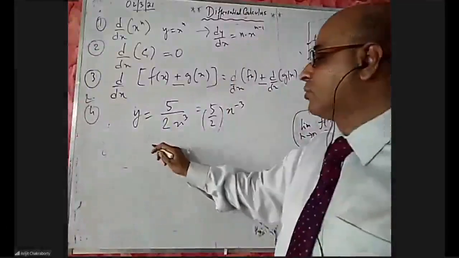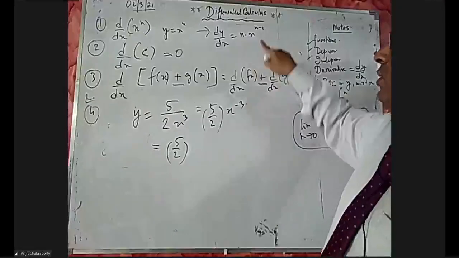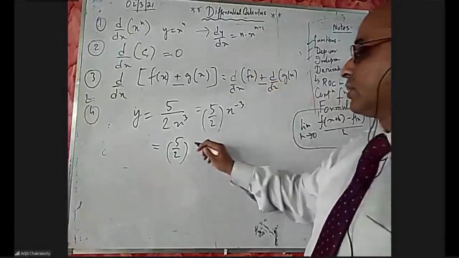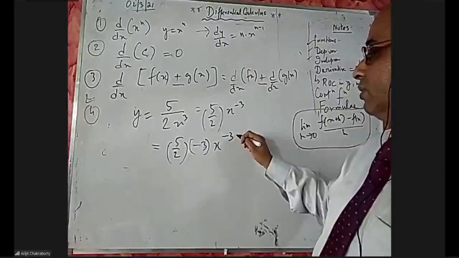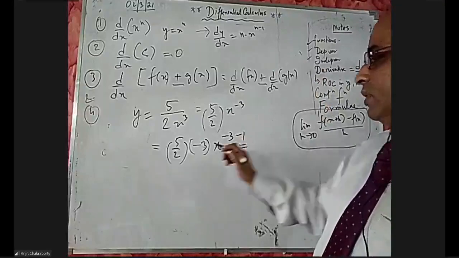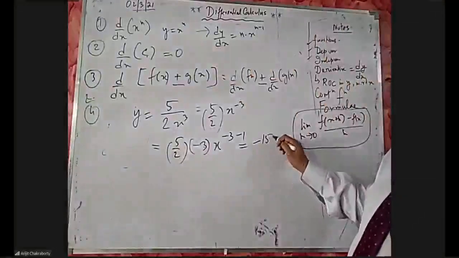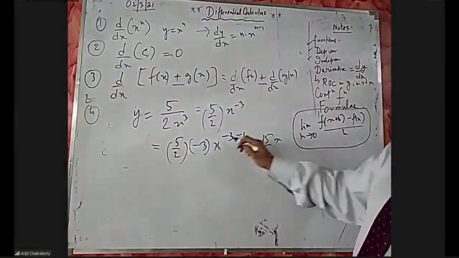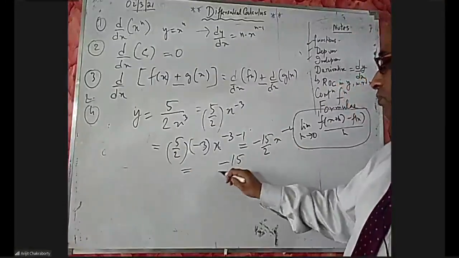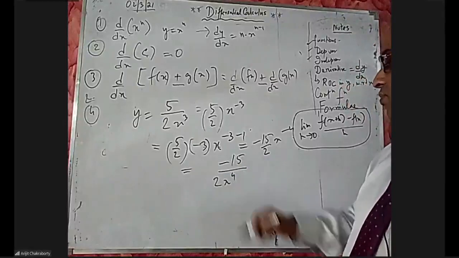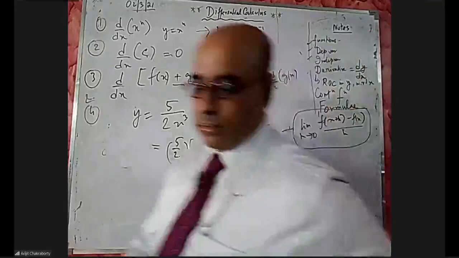So again, the same formula. This will be 5 by 2 x to the power n, so n x to the power n minus 1. So I will take minus 3 n x to the power minus 3 minus 1. So this will be minus 3 into 5, which is minus 15. Minus 15 by 2 x to the power minus 4. So I can write it as minus 15 by 2x to the power 4. See if you can follow it.